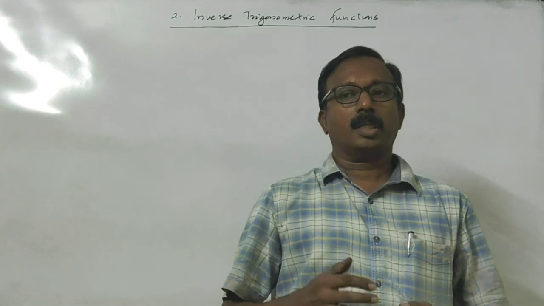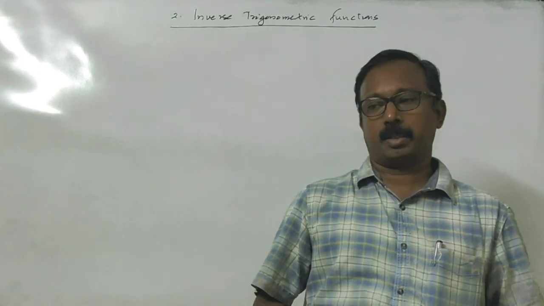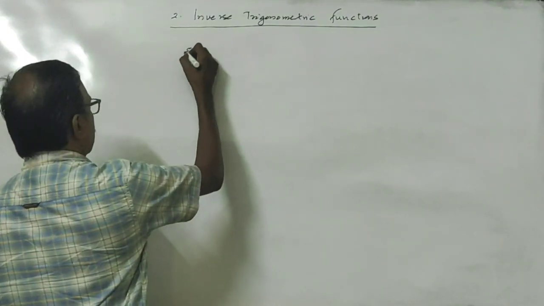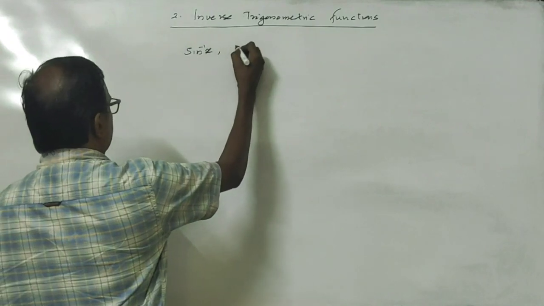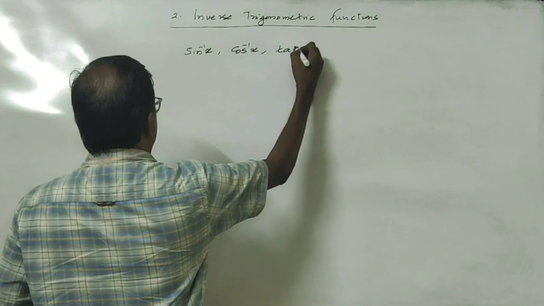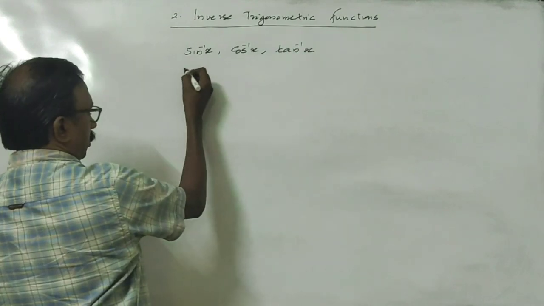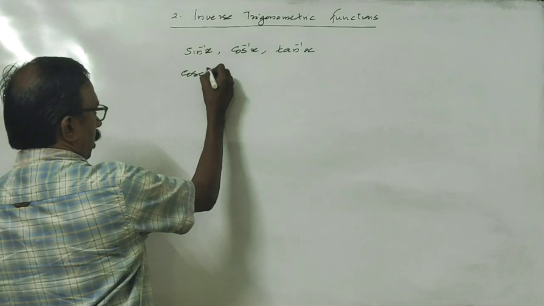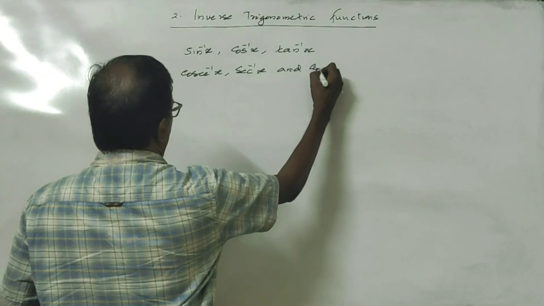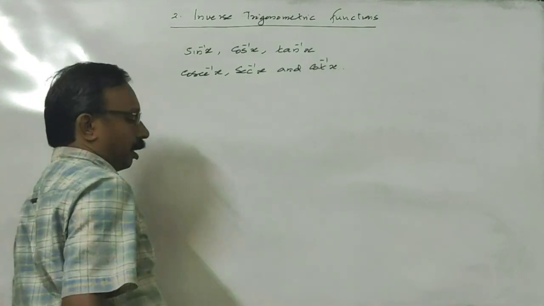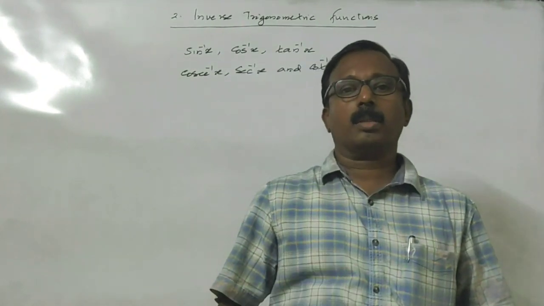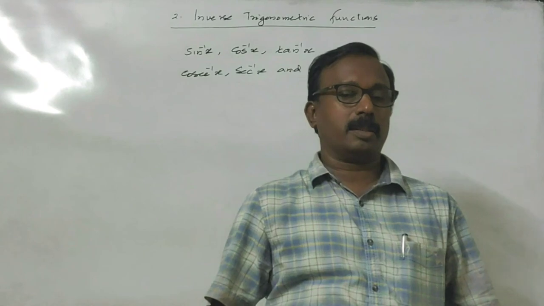Similarly, there are six inverse circular functions. They are sin inverse x, cos inverse x, tan inverse x, and cosec inverse x, sec inverse x, and cot inverse x. There are six inverse trigonometric functions or inverse circular functions, isn't it?